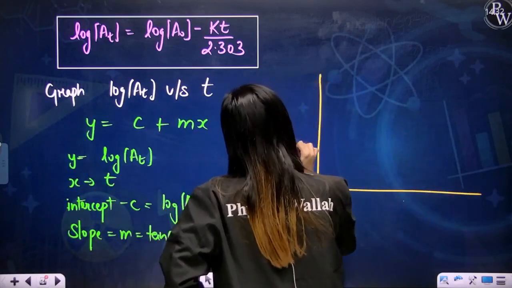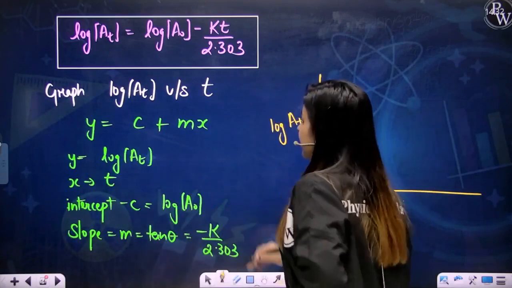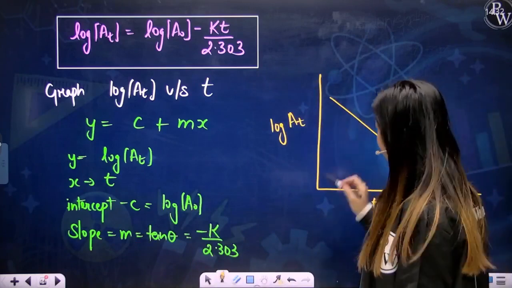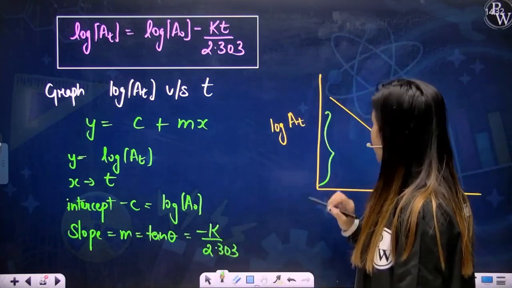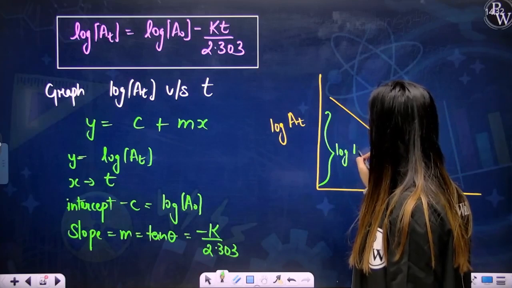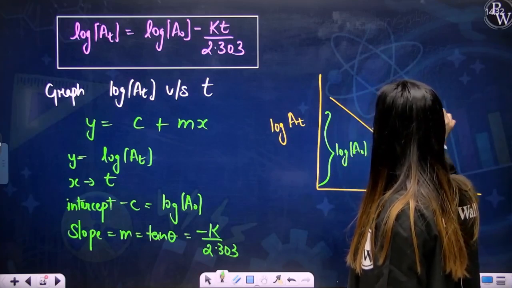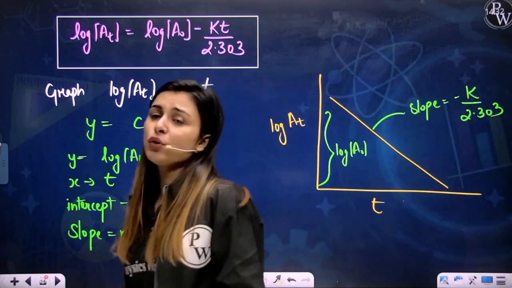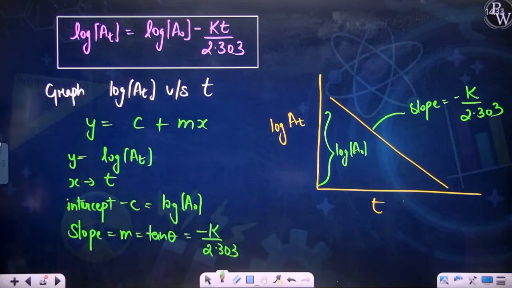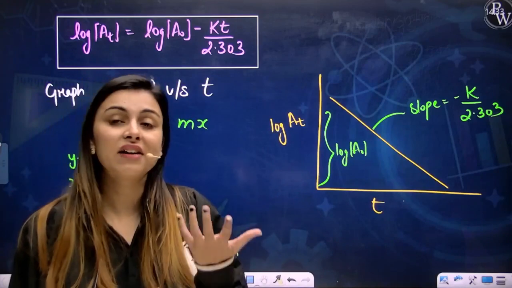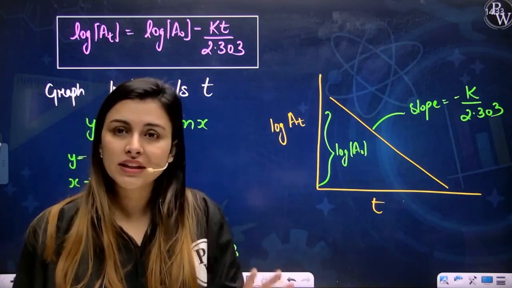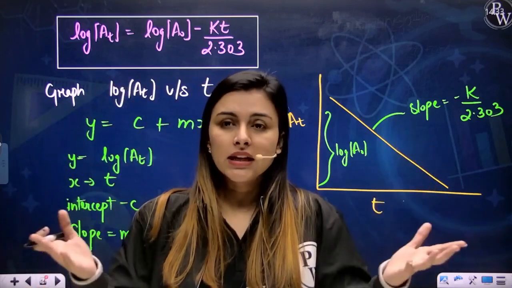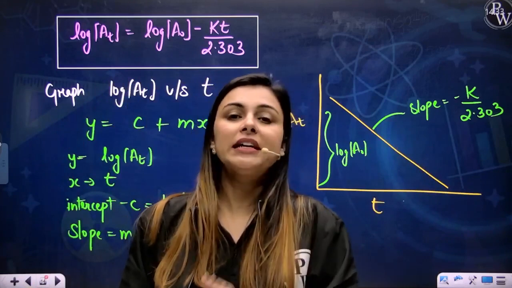Now let's try to plot the graph. You have log of AT and you have T. It is a straight line graph with a negative slope. So the graph would be something like this. And your intercept here would be log A naught, and your slope would be minus k upon 2.303. So these are the few graphs that are asked to you, and you have to find the expression on your own. I have tried to make you write all the graphs right now, but there are a few graphs which you might be asked out of the blue in the exam paper. But if you know the expressions, you will definitely be able to draw the graphs.